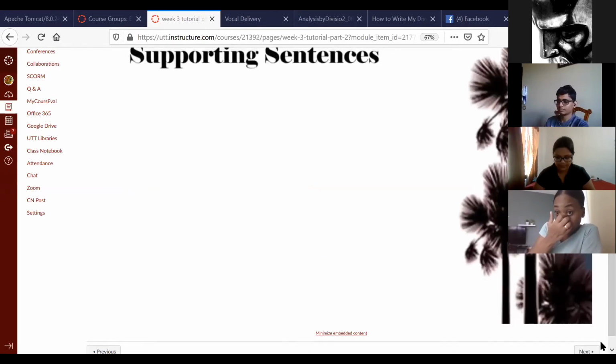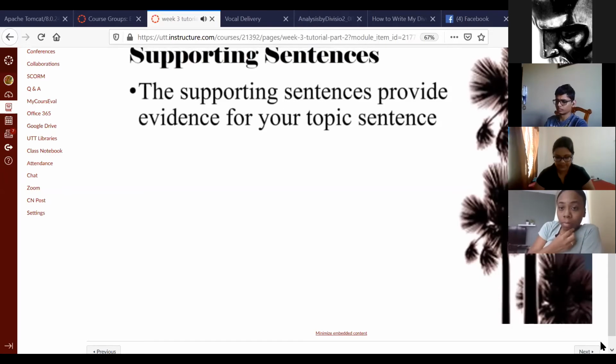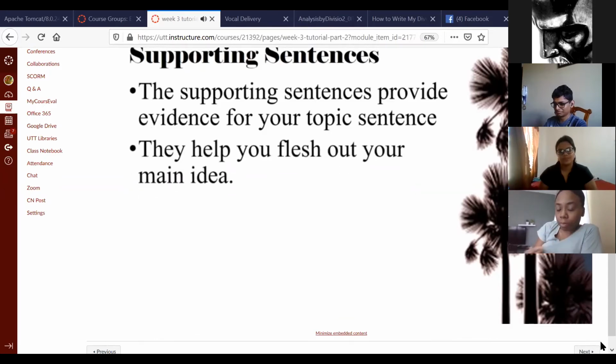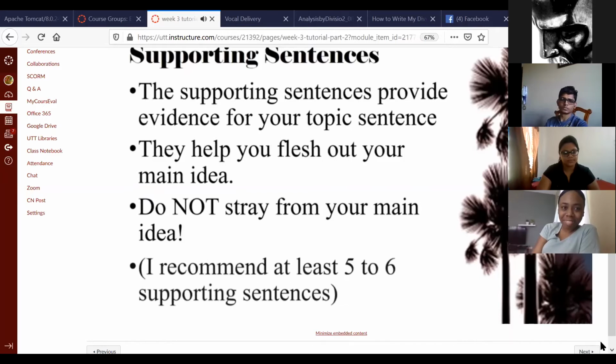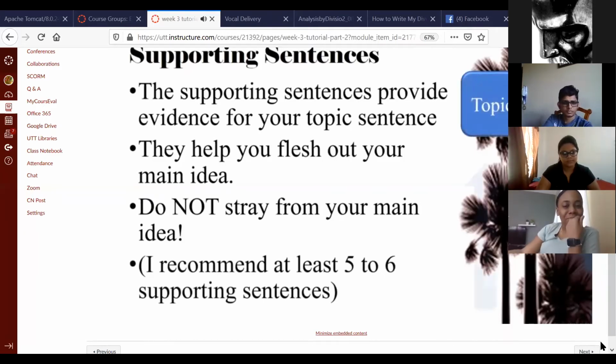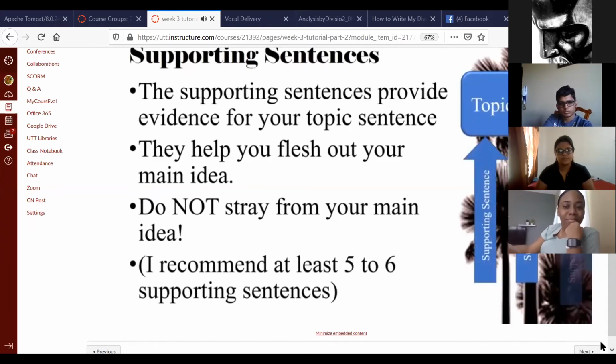Now the supporting sentences. The supporting sentences provide evidence for your topic sentence. They help you flesh out the main idea. Do not stray from your main idea. I often recommend at least 5 to 6 supporting sentences so that your paragraph will have about 8 sentences altogether, minimum.